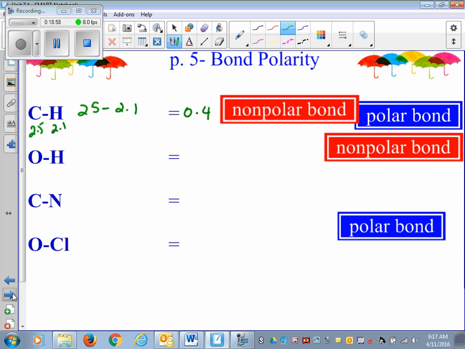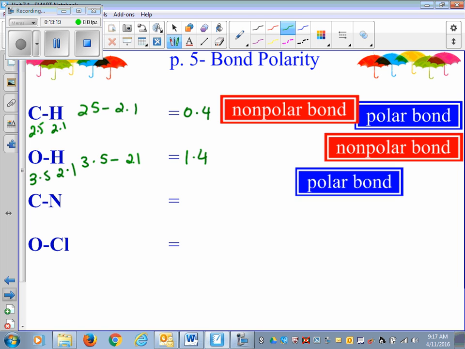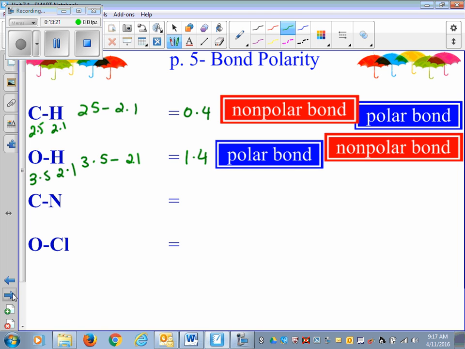Do we get this? Oxygen, I just did, is 3.5. This is 2.1. So what is that? Much more than 0.5? 1.4? Yes. So that makes it polar. Alright, this is what we are doing for this page.